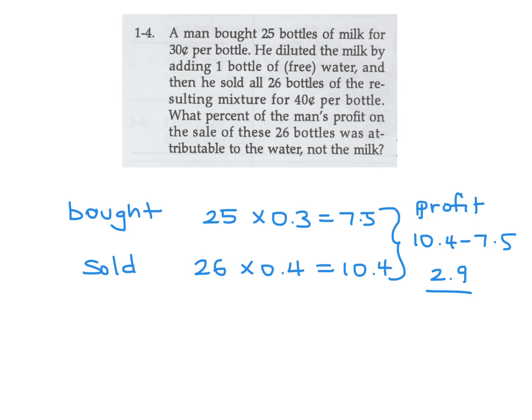Okay. So then what are we trying to figure out here? What percentage of the man's profit on the sale of the 26 bottles was attributable to the water? Okay, I got it. So, well, the profit is 2.9.